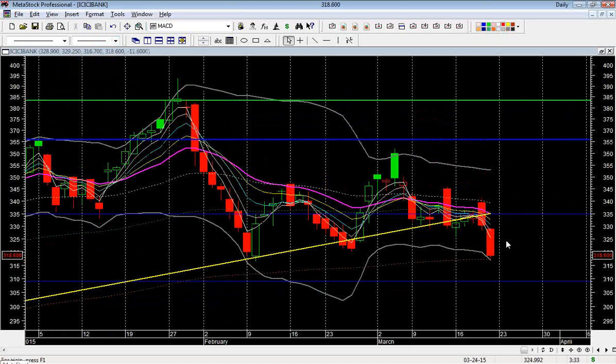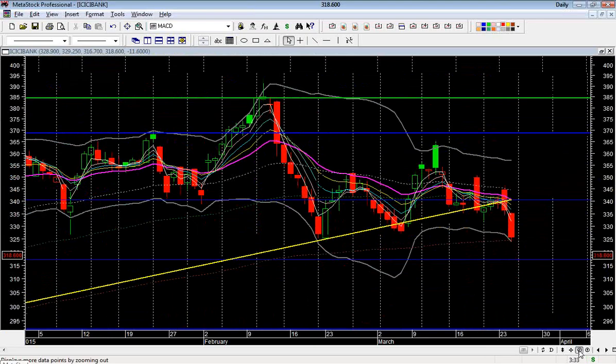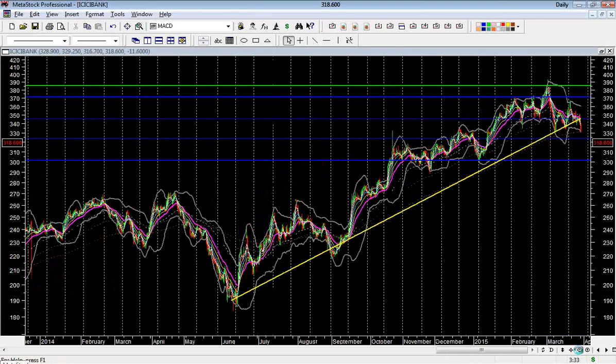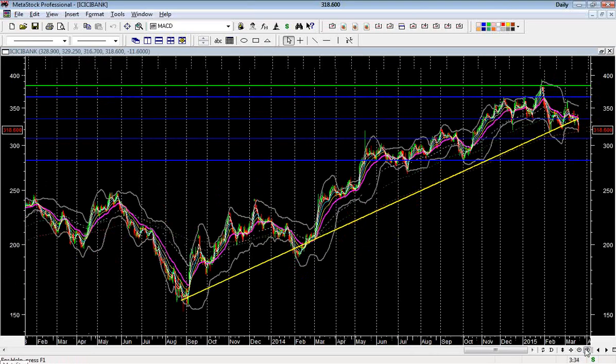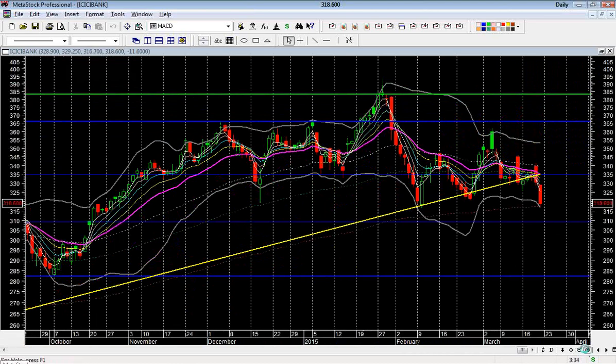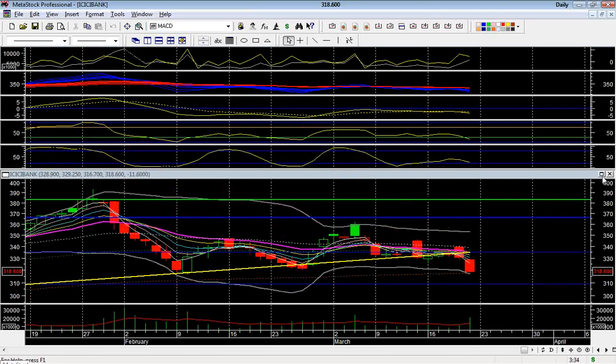ICICI Bank. Thursday was the day to short ICICI Bank, and the reason is on Thursday itself volume had gone up and this trend line had been broken. It is a very long-term trend line, from 2013 onwards. We're talking about a good 2 years trend line which got broken, and you would have had an SLTP sell order sitting at around 330. Friday it just collapsed to 316 on quite high volumes.